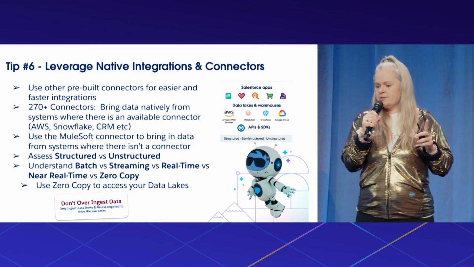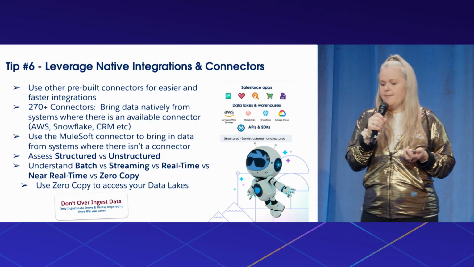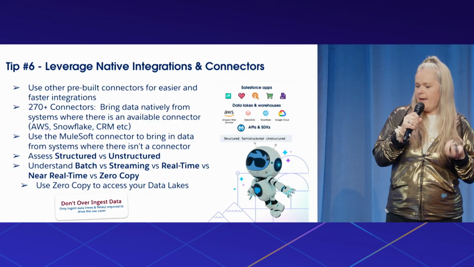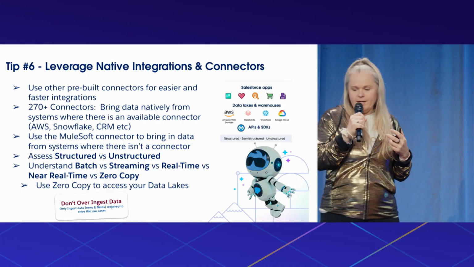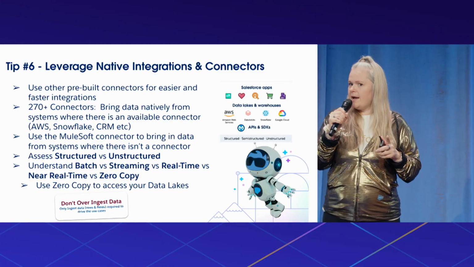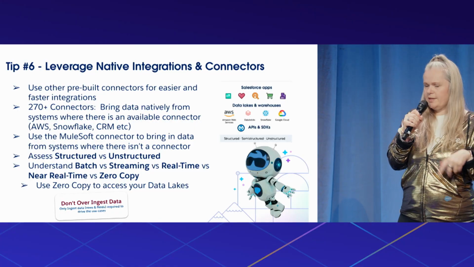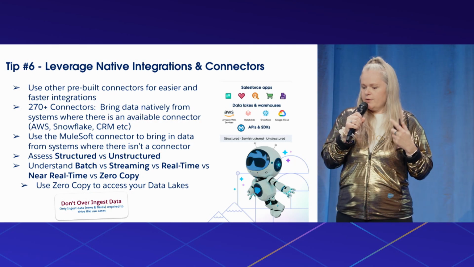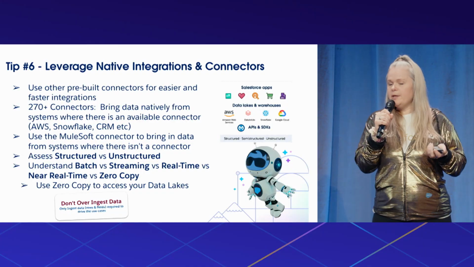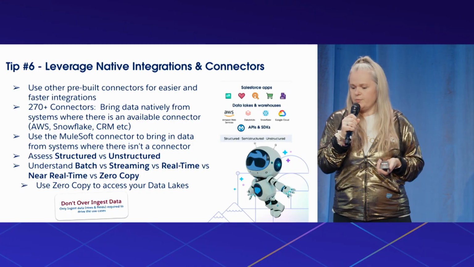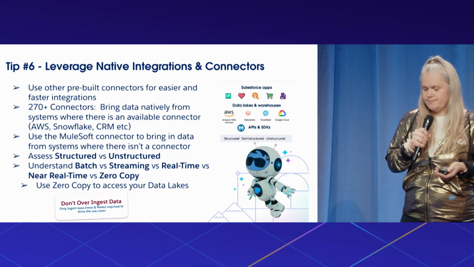Also, think about structured and unstructured data. Where is all that going to come from and how are you going to get it in? And then understand the difference between the batch, the streaming, the real-time versus near real-time versus zero copy. There's a lot of different ways you can bring in data, and all of them have a big impact on the credit usage of the data that you're bringing in, which we'll go over later. And then when you're accessing data in your data lakes, things like Snowflake or Databricks, you're going to be using zero copy. That's just the way those connectors work. And there's some limitations there, so you want to understand that. I mentioned you can't use formulas on those.